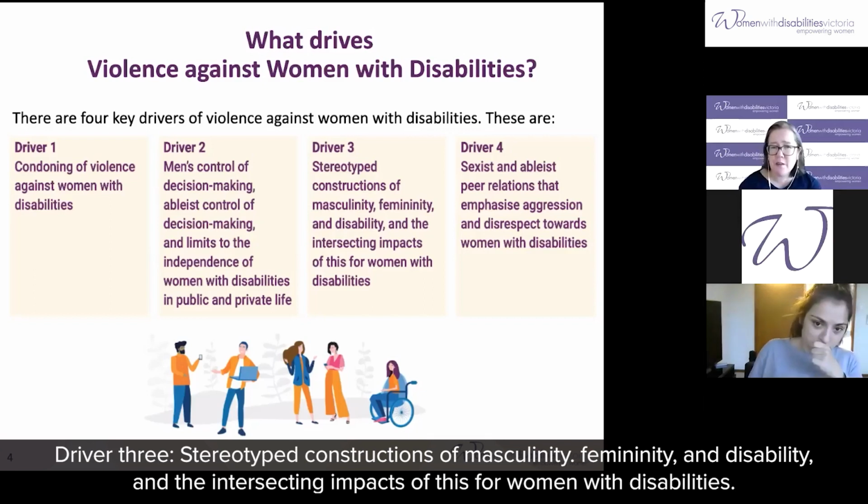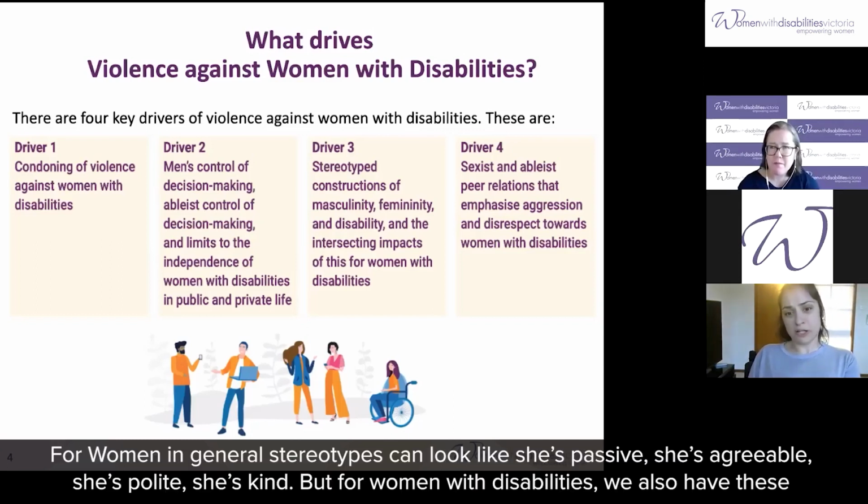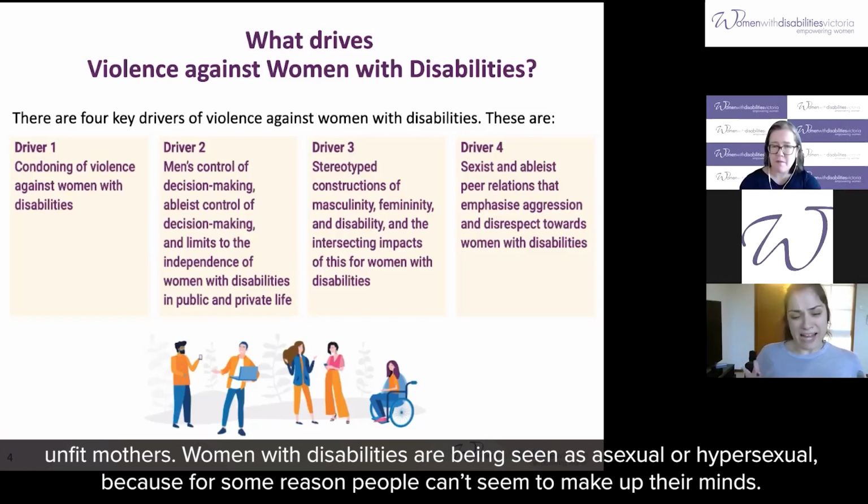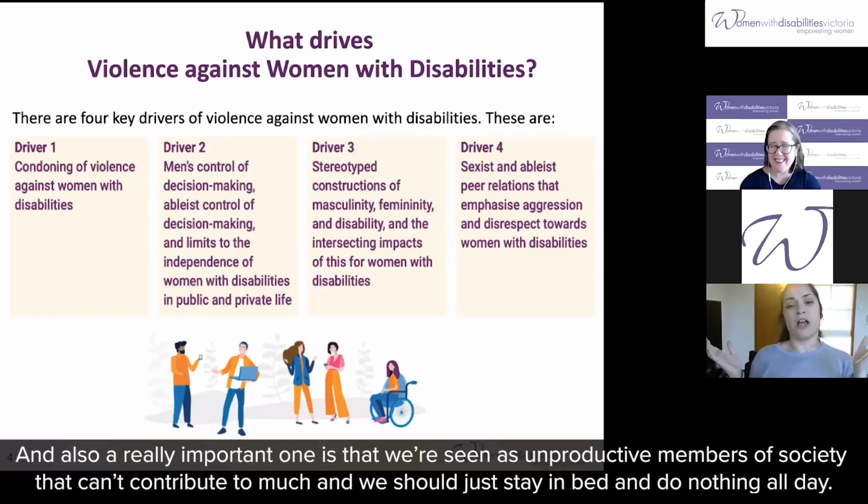So driver 3, the stereotyped constructions of masculinity, femininity and disability, and the intersecting impacts of this for women with disabilities. You know, for women in general, stereotypes can look like she's passive, she's agreeable, she's polite, she's kind. But for women with disabilities, we also have these stereotypes of being passive, kind and agreeable. But on top, women with disabilities are often infantilized or treated like children. Women with disabilities are seen as unfit mothers. Women with disabilities are being seen as asexual or hypersexual because for some reason people can't seem to make up their minds. And also, a really, really important one is that we're seen as unproductive members of society that can't really contribute to much and we should just stay in bed and do nothing all day.